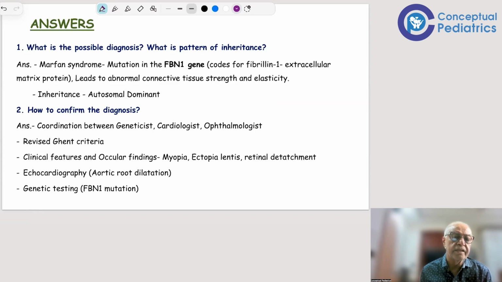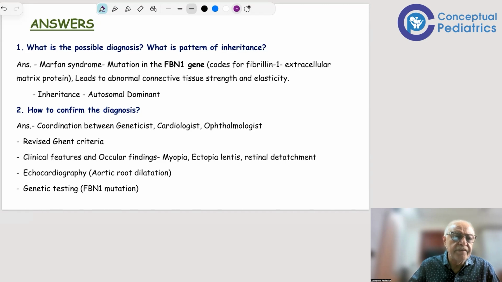Now, there are certain criteria. The diagnosis has to be made in coordination with the geneticist and cardiologist, as I said. You have to find out whether there is aortic root dilatation, and what the Z score is. How much is the aortic root dilatation? It has to be more than 3 or 2. I'll just give you one slide. And then ophthalmologically, you have to find out.